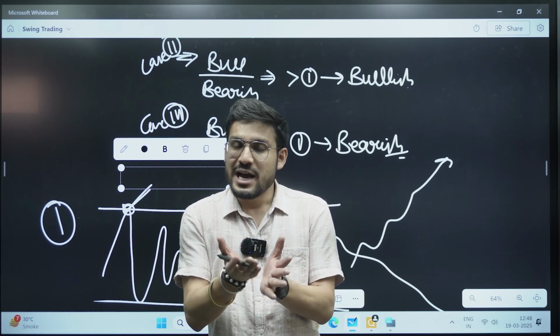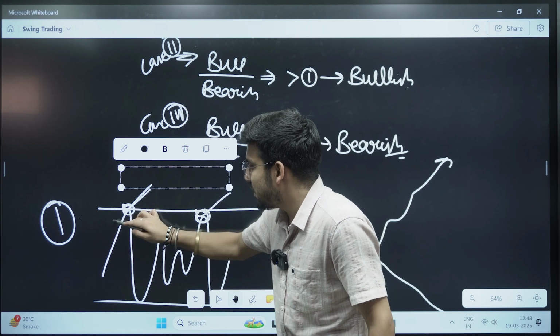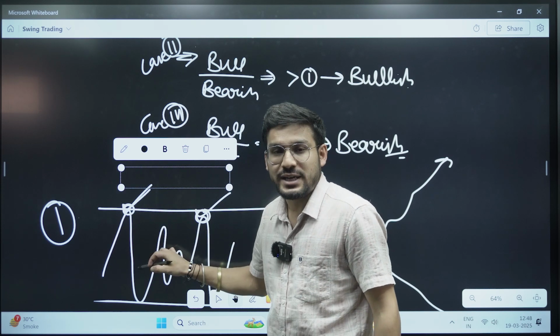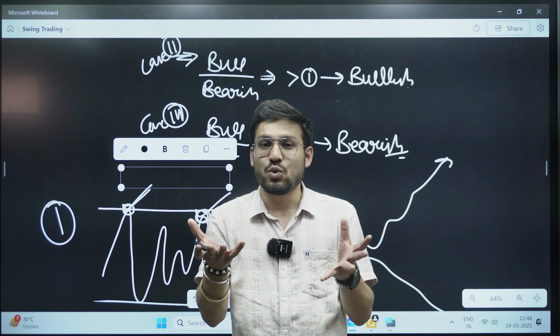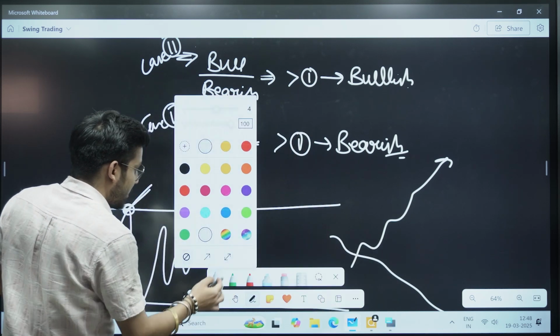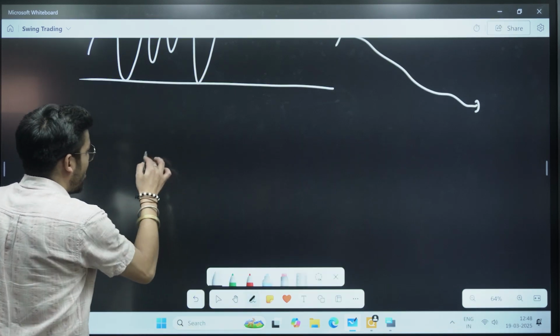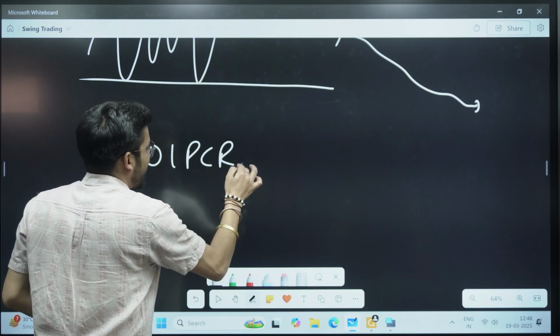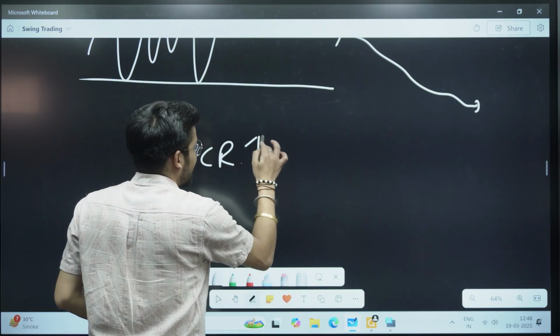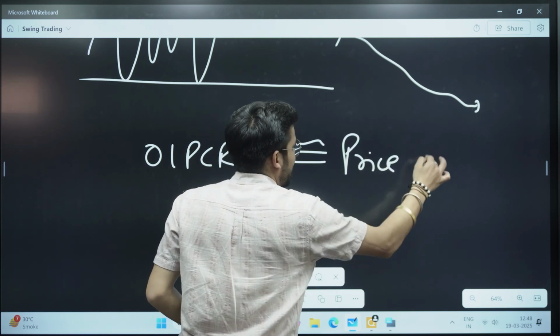Now what is the relation between OI PCR and price? Because I know the PCR will fall down from this point or it will self-correct, but how will the price react to OI PCR? Okay, so I'll tell you that. First of all, I'll tell you the relation here. If my OI PCR is increasing, it means the price will also increase.